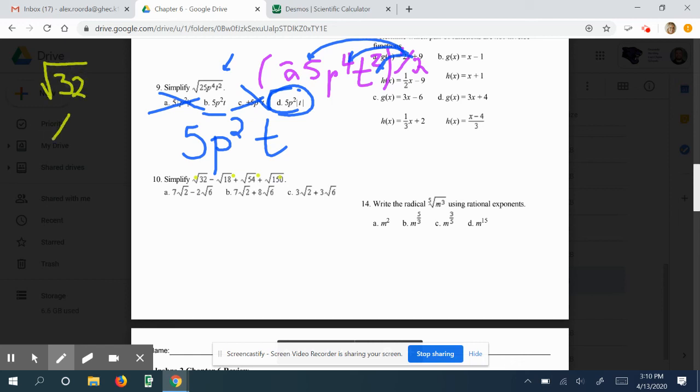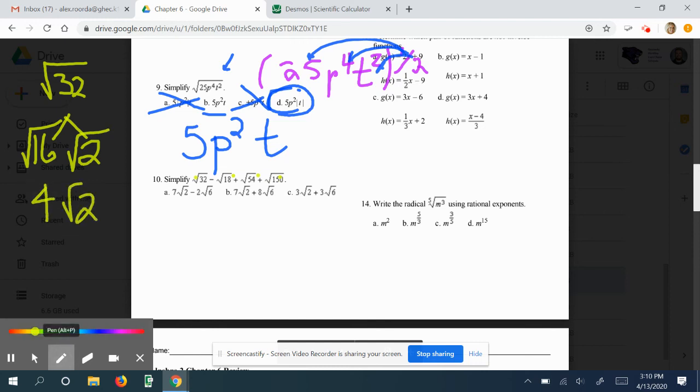Now, the square root of 32 is, I do know the biggest square I can take out is 16 times 2. So the square root of 16 and the square root of 2. Square root of 16 is 4, and the square root of 2 is just square root of 2. Okay, so that's the first one. Let's look at the next one. Okay, square root of 18. Well, that's going to be 9 and 2. Square root of 9 is 3. Square root of 2 is just square root of 2, right? Okay. So that would be 3 square root of 2.